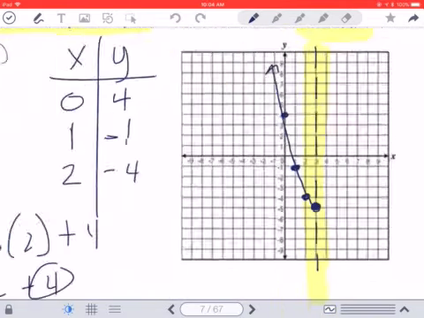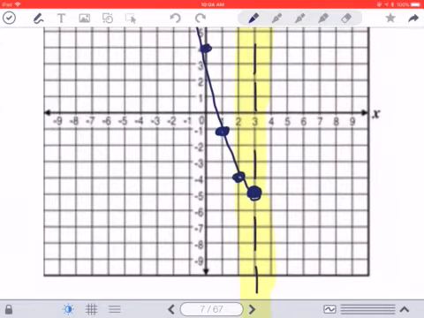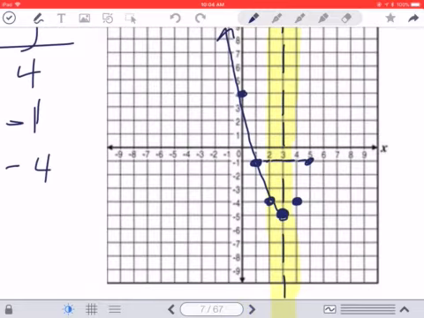Okay, and then what I can do is I can just draw this half of the parabola. I can just kind of sketch it. And I can also reflect, because this is symmetrical, I can reflect this across. So this is 2 away from my axis of symmetry, so that's 2 away. This is going to be 3 away right here.